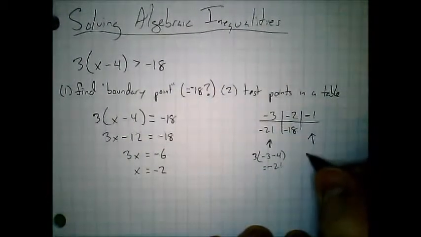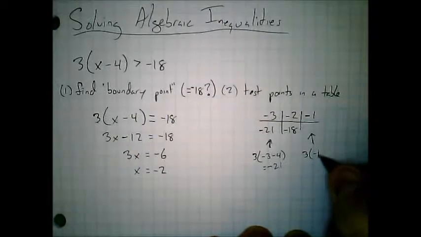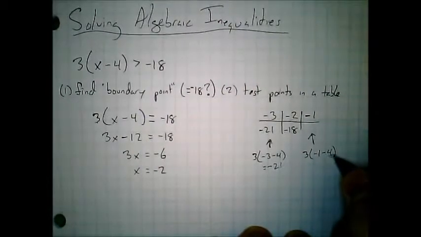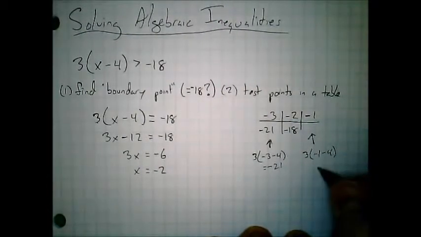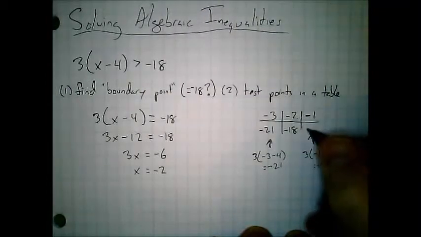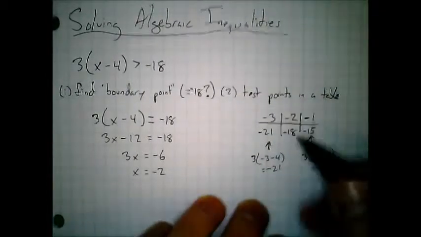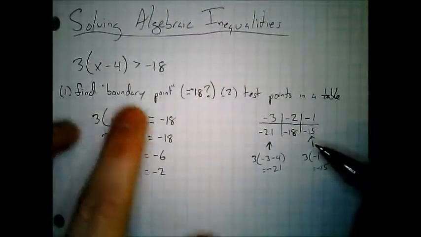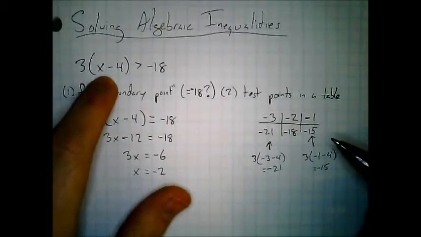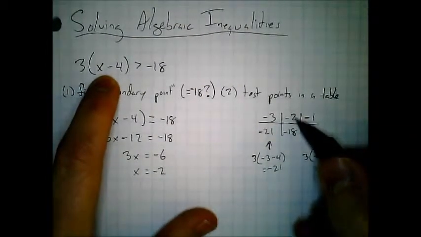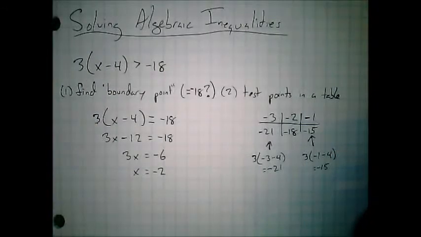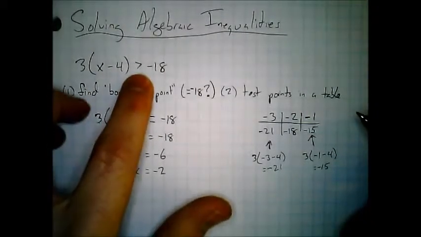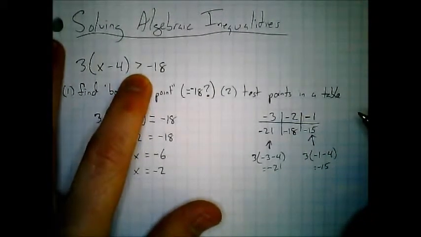Okay, what about when x equals negative 1? So we do 3 times negative 1 minus 4. Negative 1 minus 4 is negative 5, times 3 is negative 15. So this table helps us organize what pattern this expression is following. Okay, so when x equals negative 2, it equals negative 18. Okay, and that's our boundary point. So we want to find where it is going to be greater than negative 18.